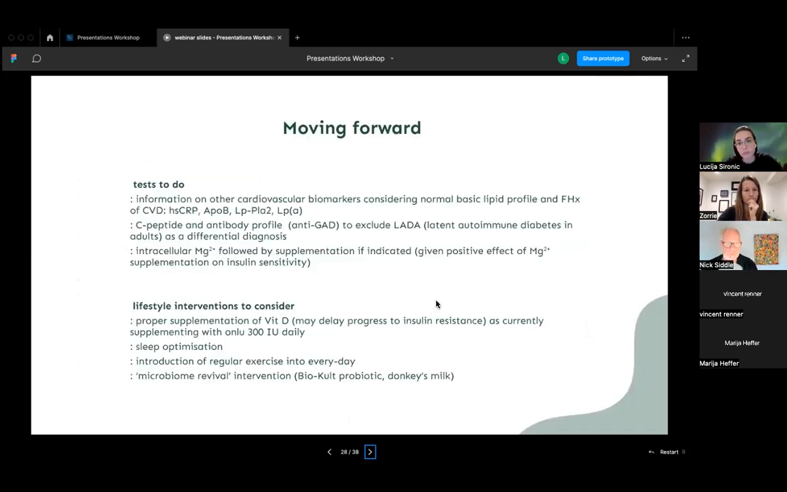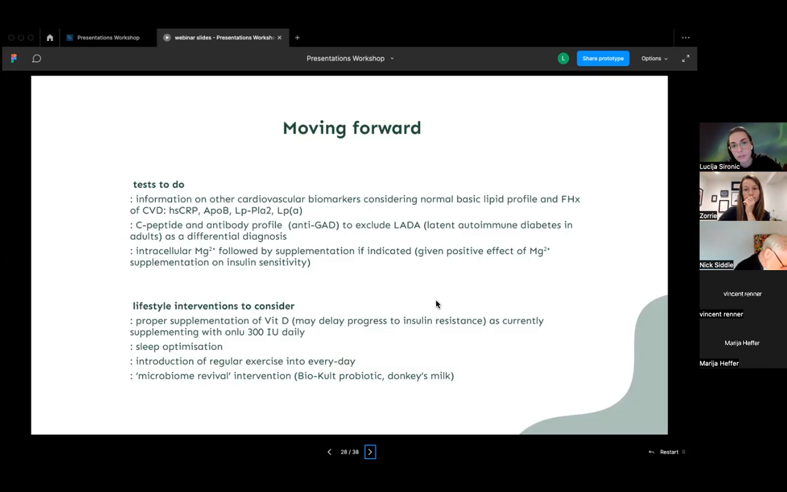So with this lady, she's currently implementing some other lifestyle interventions and still investigating what is going on with her GlycanAge. In her case, what it looks like she could benefit from is also getting a list of cardiovascular biomarkers, considering that she does have a strong family history of cardiovascular disease, a fairly normal basic lipid profile, and no other conventional risk factors for cardiovascular disease.